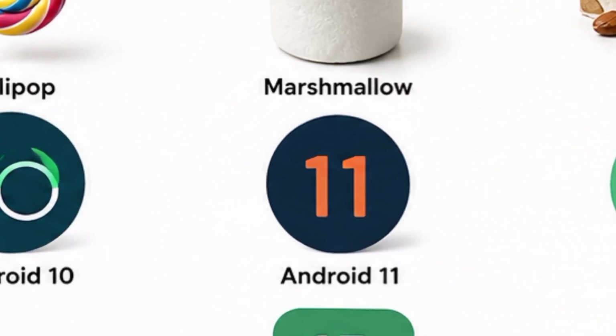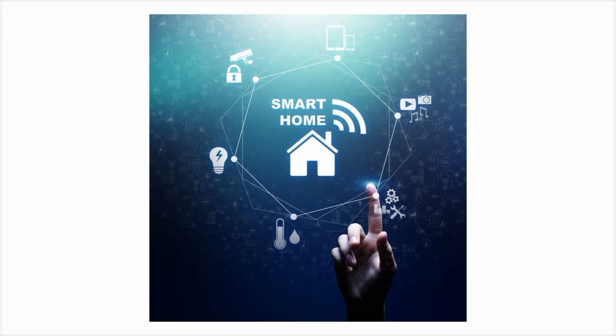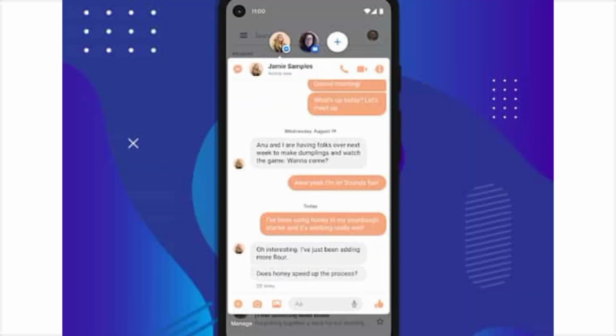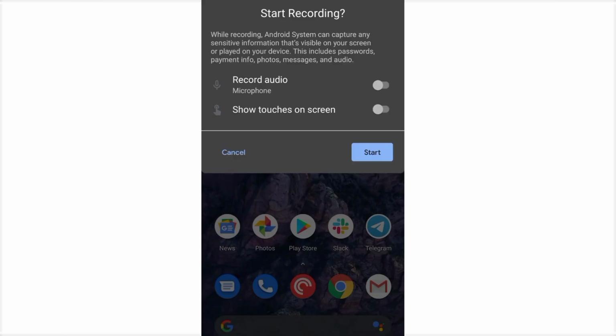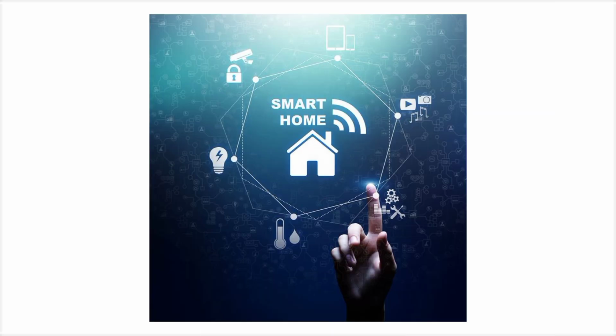Android 11. Android 11 focused on communication and smart device control. Conversations were grouped in a dedicated section, chat bubbles became available, and built-in screen recording was added. The update also improved support for connected devices.